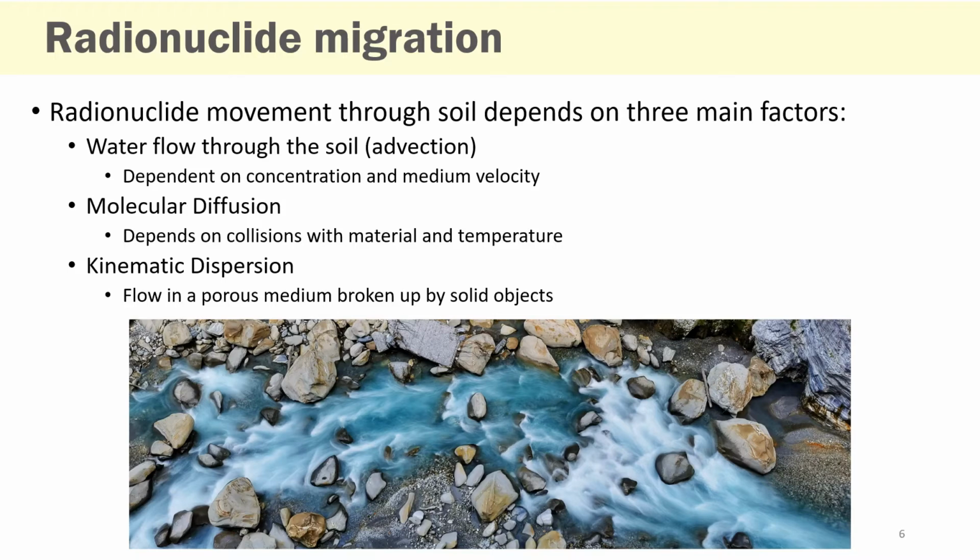If you look at the picture on the bottom of the slide, you can kind of see all three processes. Advection is the water flow going straight down the river. Molecular diffusion will be the water moving within that flow, just based on the actual kinetics of the molecules. And then the kinematic dispersion is the rocks in there, and you can see all the eddies and turbulence caused by this. And this happens on a microscopic scale when dealing with radionuclides.